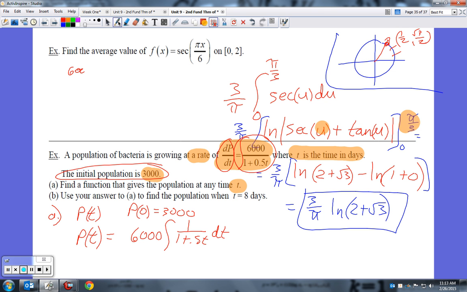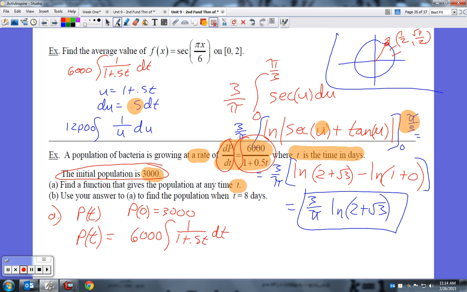We have 6,000 times the integral of 1 over 1 plus 0.5t dt. u is 1 plus 0.5t, du is 0.5 dt. Let's go with Bradley. What's my new equation going to become? Integral 1 over u du. What's outside, Bradley? Times 6,000. Almost. 12,000. Yep, because dividing by 1/2, or multiplying by the reciprocal, is going to yield 12 grand.